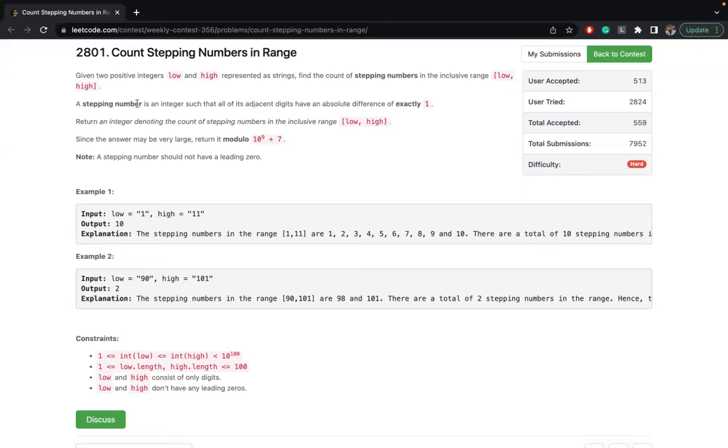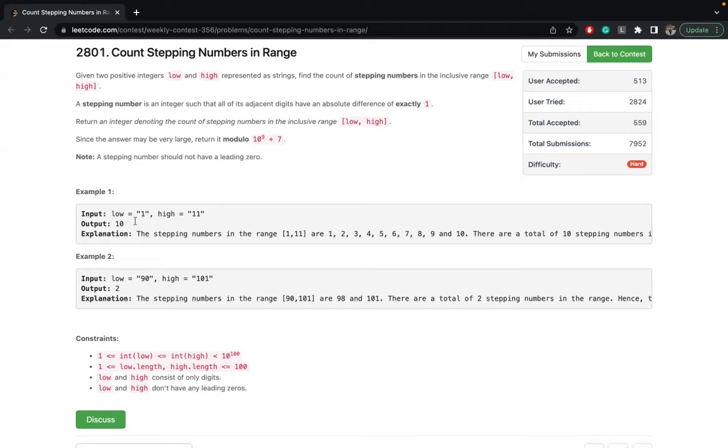A stepping number is an integer where all its adjacent digits have an absolute difference of exactly one. The count can be very large, so we will take the modulo 10 to the power 9 plus 7.